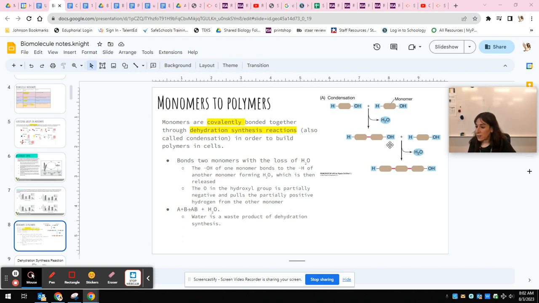And this happens, so now another monomer comes in, and the same thing's going to happen, and now another bond is formed. And this can happen until there's hundreds to thousands of these monomers bonded together.